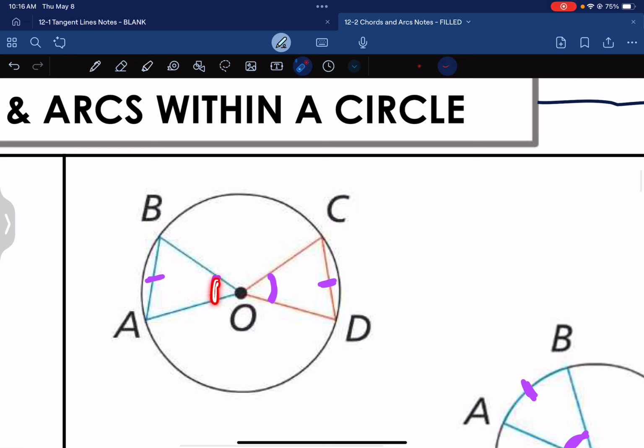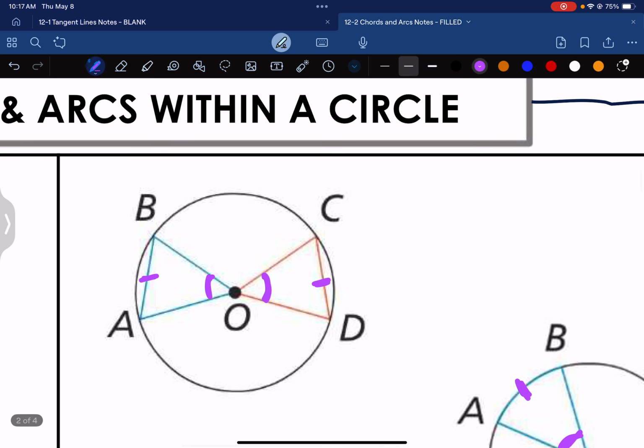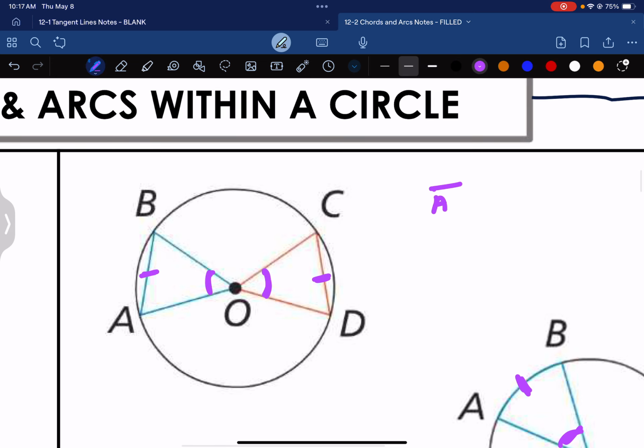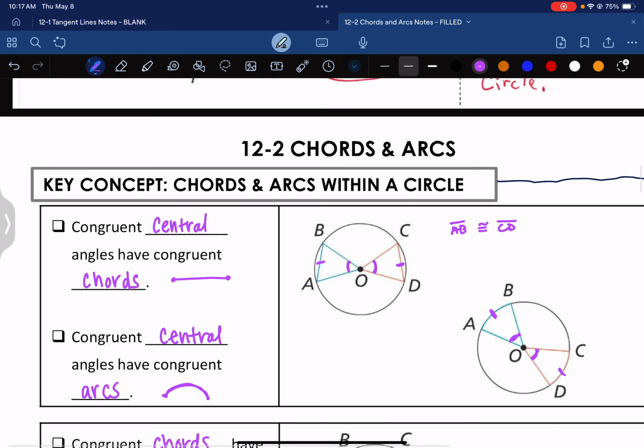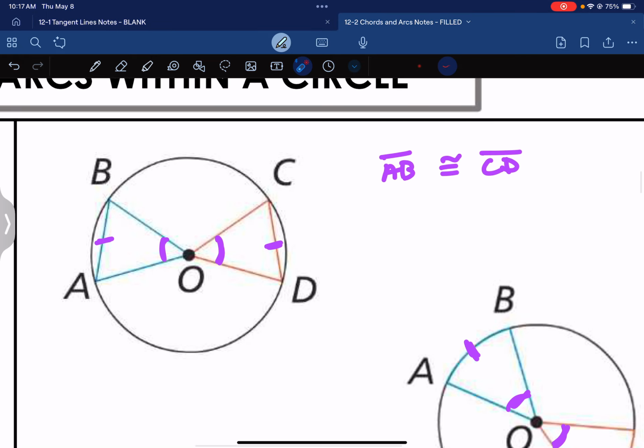So if we're looking at this one right here, here is your central angle from here to here. These are central angles. Since these two angles are congruent, we can say this chord and this chord are congruent. So how would you write that? You would say like segment AB is congruent to segment CD, right? All right, so those two are congruent. And that only works if these two angles are congruent.